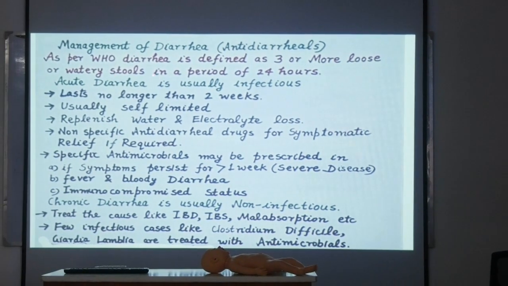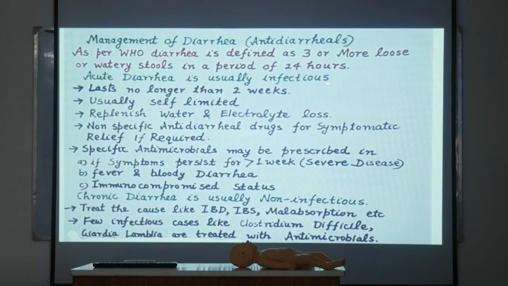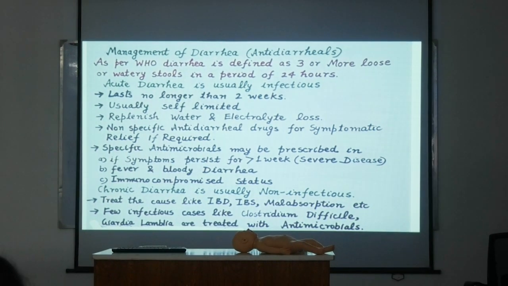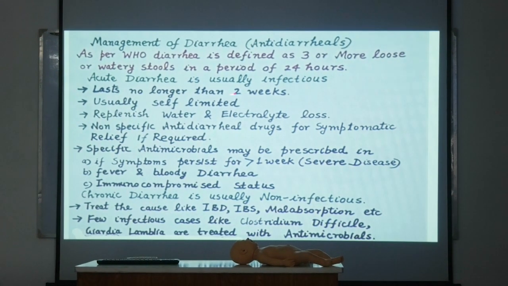What is the WHO definition of diarrhea? As per WHO, diarrhea is 3 or more loose or watery stools in a period of 24 hours. It is broadly classified into acute diarrhea and chronic diarrhea. Acute is when diarrhea is lasting less than 2 weeks; if it goes beyond 2 weeks, we are saying chronic.